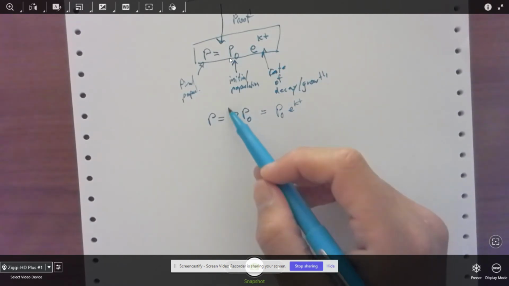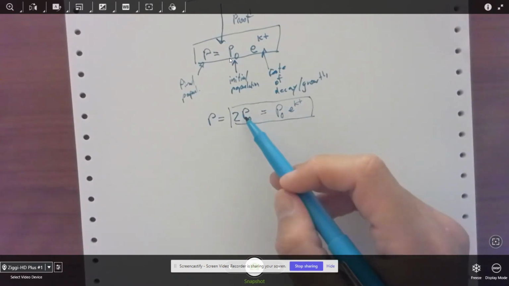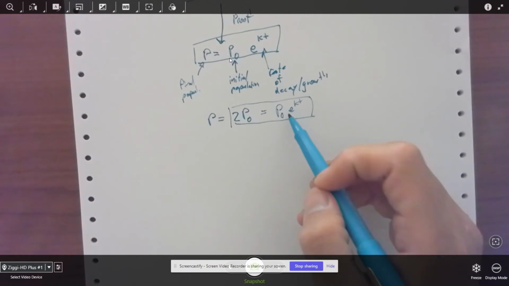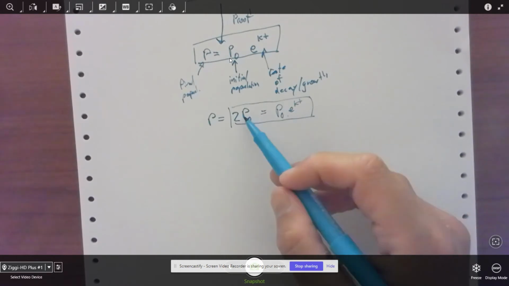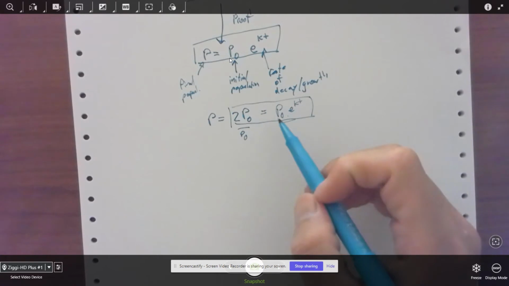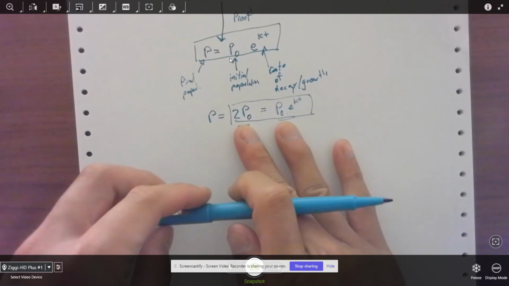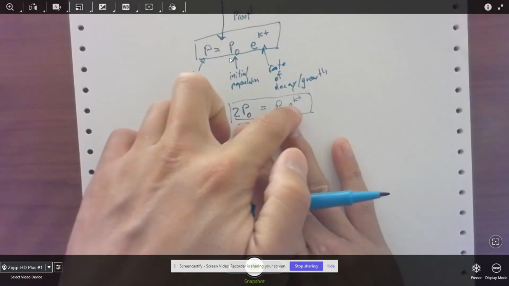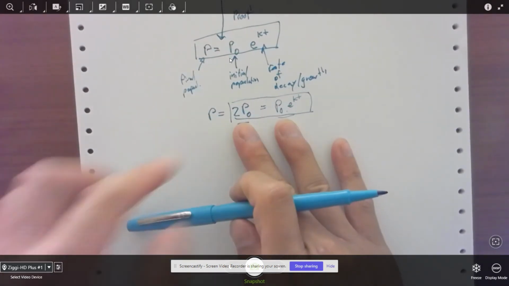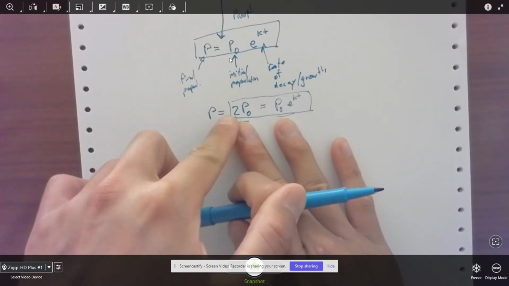So why did I say that? Because you're setting this equal to this. You can do this mathematically by dividing both sides by P0, but you don't need to. You can just see right now that 2 is equal to e to the kt. That means the growth will be 2, because we know that it doubled, okay? So we're going to set this whole thing up.